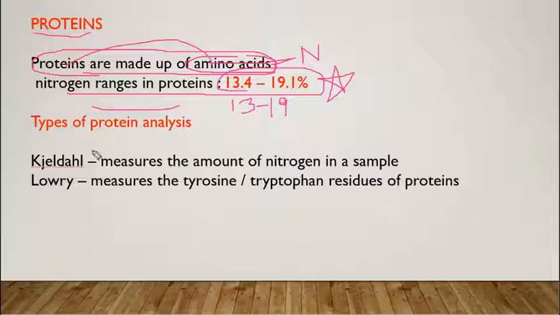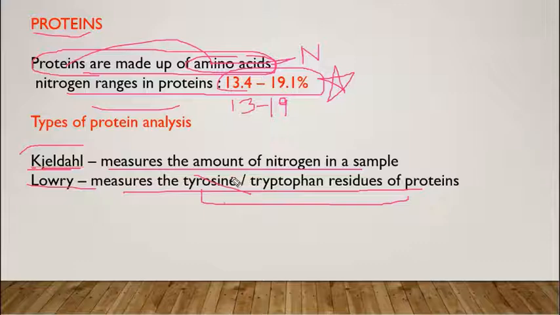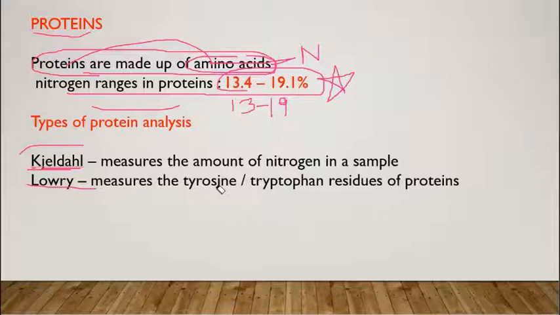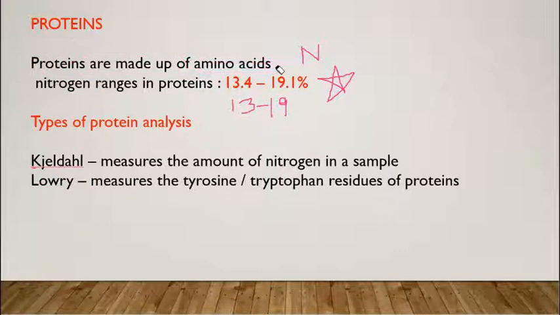So types of protein analysis, just remember these names. Here the K is silent, so it is called Kjeldahl, or the J can be silent and it is called Keldahl. This method and the Lowry method. One measures the amount of nitrogen in the sample, the other measures the tyrosine residues of the protein, which is a component of protein. No need to remember this. Both measure the amount of nitrogen in the sample, that is the main thing you need to remember. The nitrogen content in protein is 13 to 19%, and these are the two methods that help in protein analysis.